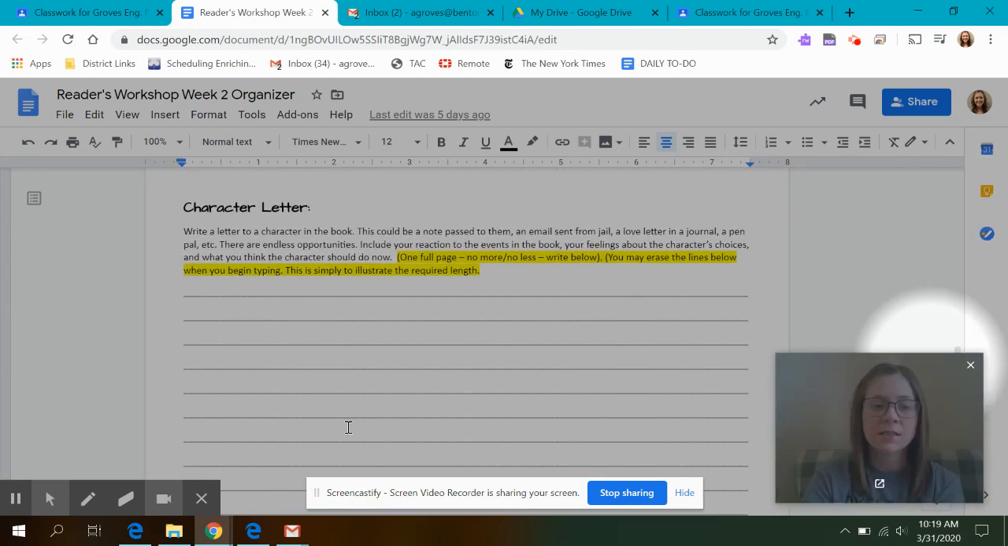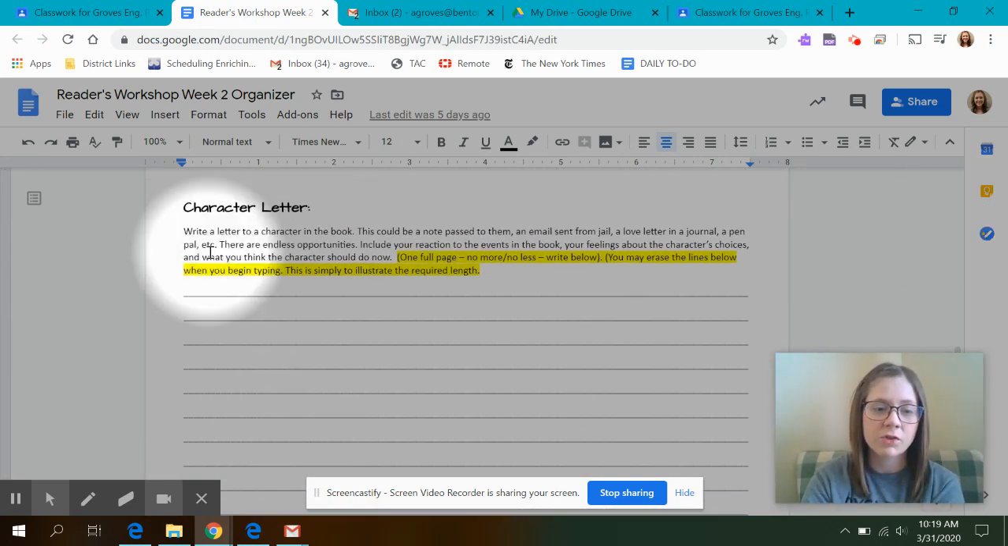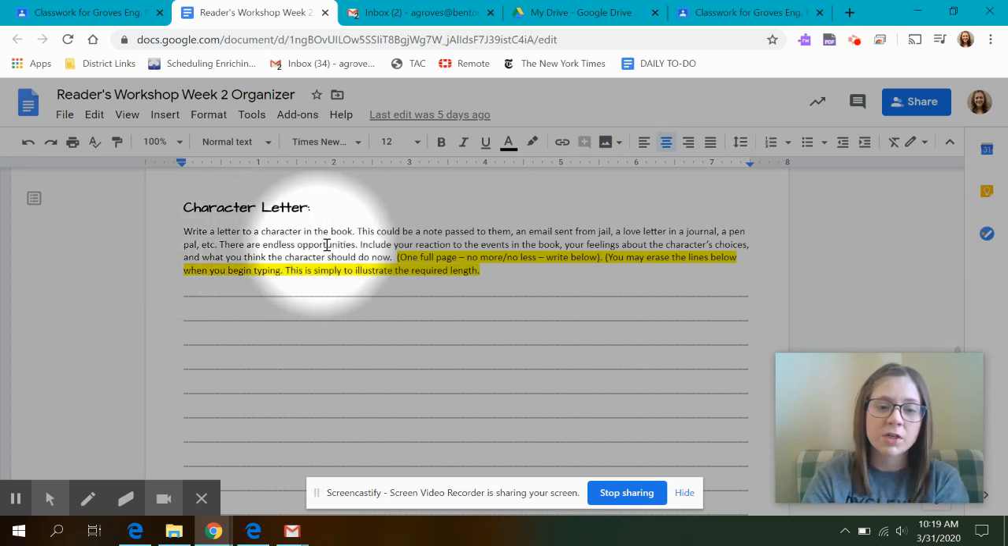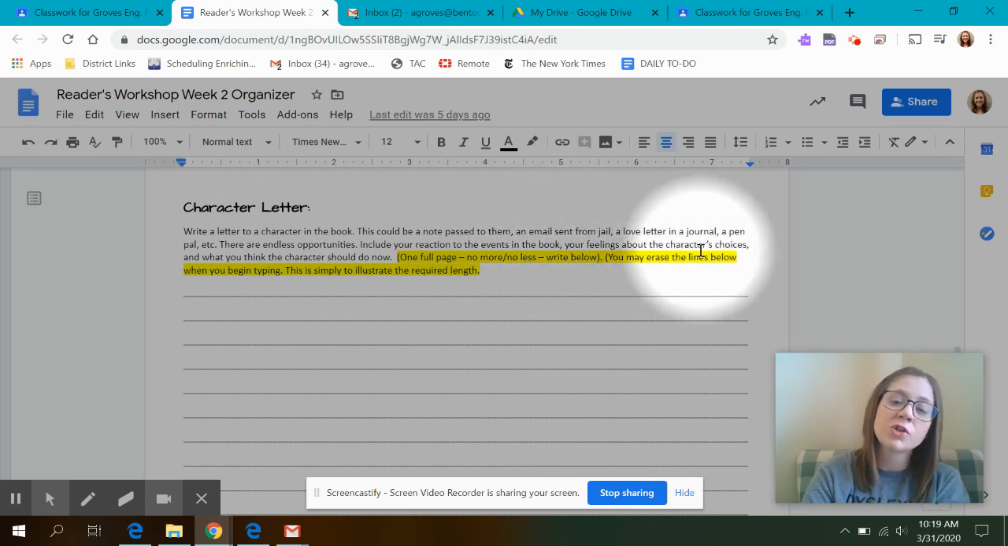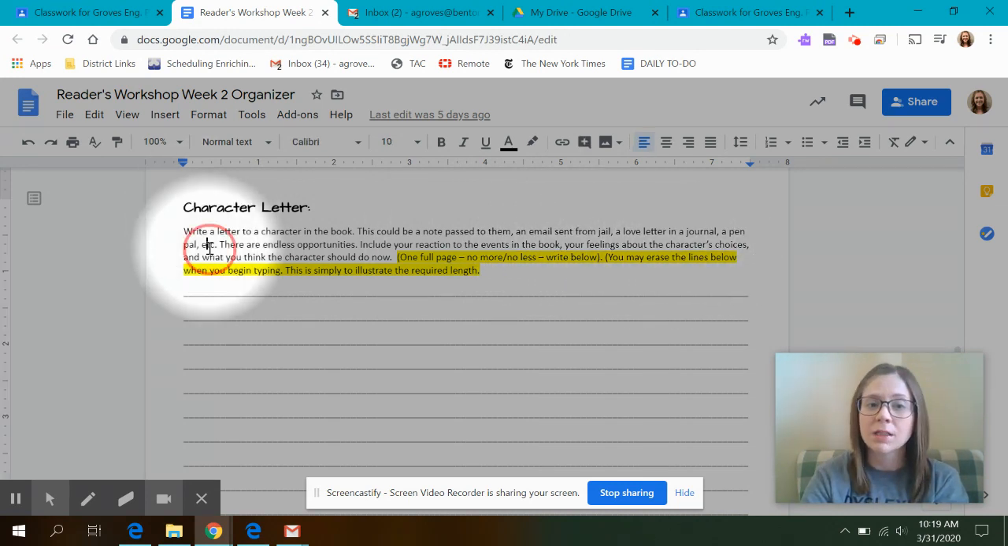And then when you get to the second page, your assignment is to write a letter to the character in the book. This could be a note passed to them, an email sent from jail, a love letter in a journal, a pen pal, a letter to themselves. There are endless opportunities. It really is wide open. Include your reaction to events in the book, your feelings about characters' choices, and what you think the character should do now.